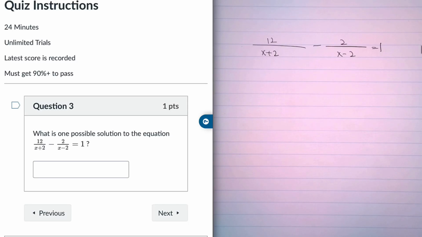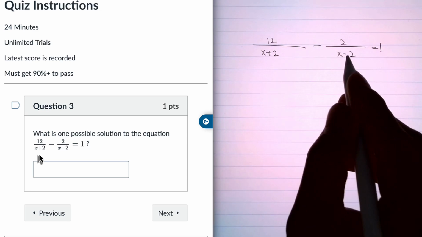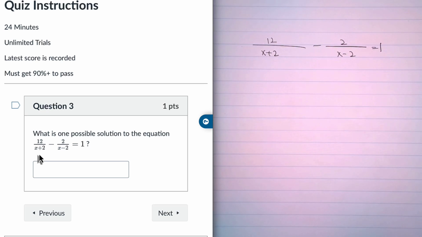All right, here we have a rational function, and a rational function is a function where there is a polynomial found in the denominator of the fraction. So you can see x plus 2, x minus 2, both expressions are underneath the fraction bar. We call that a rational function.